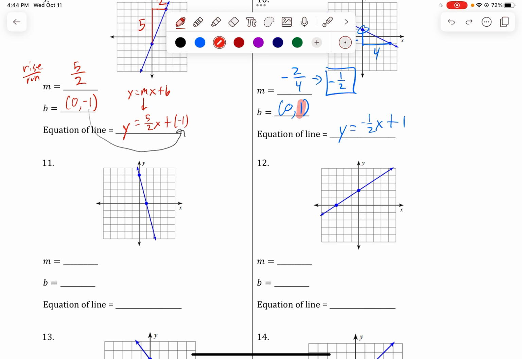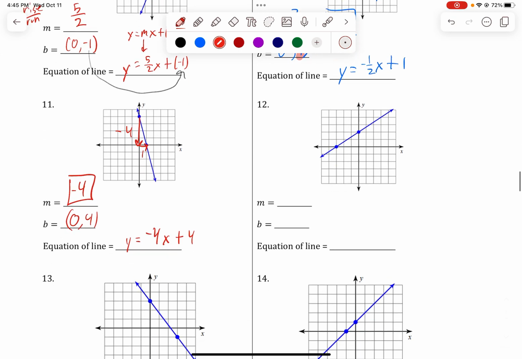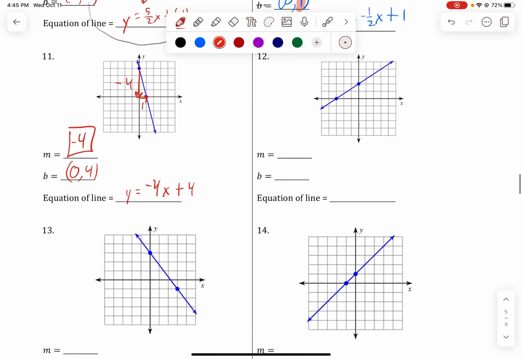All right, I can already see this is going up 4. So I'm going to say 0, 4. And then this is going down 4 and right 1. So that would be negative 4, right? So negative 4 over 1. Well, divided by 1, it's just negative 4. Cool. So y equals negative 4x plus 4. Awesome. All right, I'll do one more and then try the other 4 on your own here.